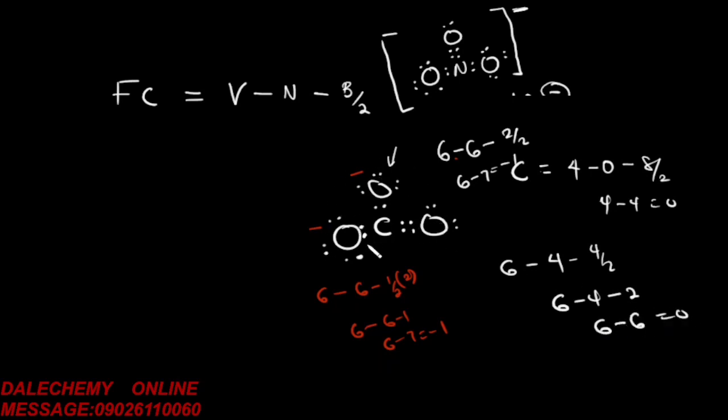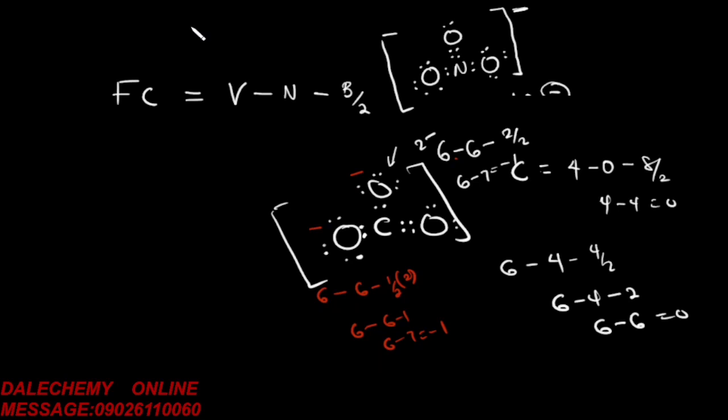So the overall charge of this CO3 2 minus radical will be minus 2. And that's why when they want to draw the structure, they will just have something like this, and they will put 2 minus. So that's how to find the formal charge of molecules. So let's try one more example before we end the video.